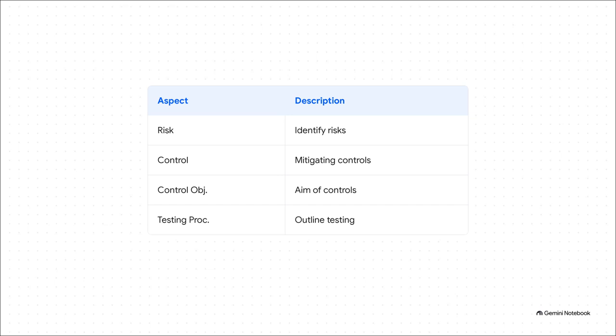Then comes the control objective. This clarifies what the controls aim to achieve. What is the actual goal here? It isn't just have a sprinkler. The objective is to extinguish a localized fire before it spreads, minimizing damage and preventing loss of life.